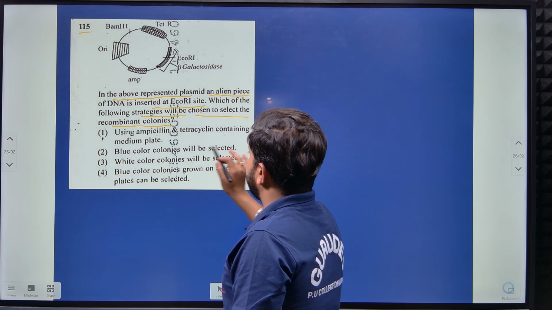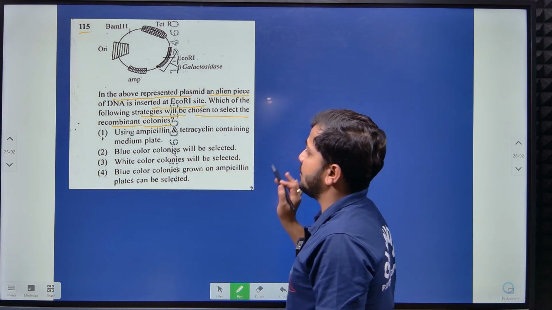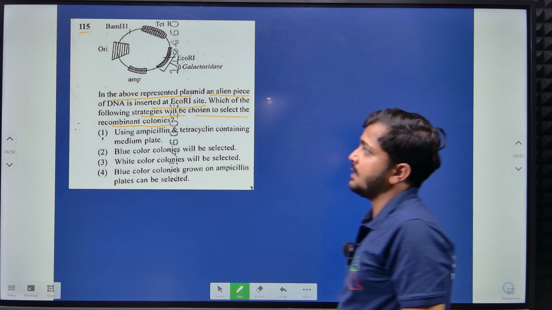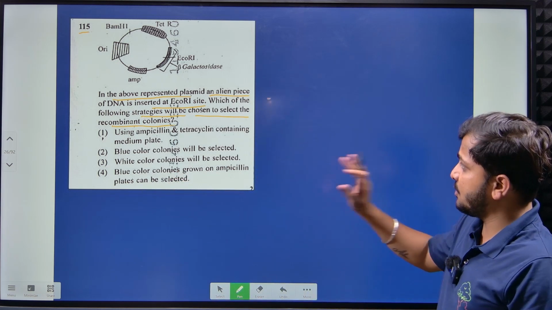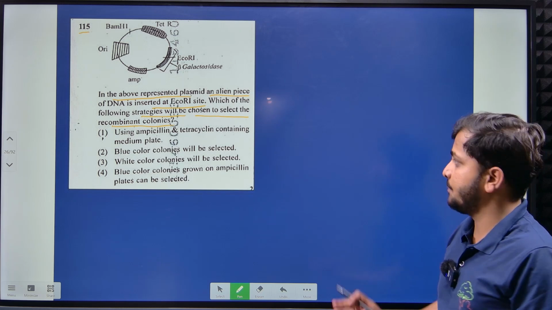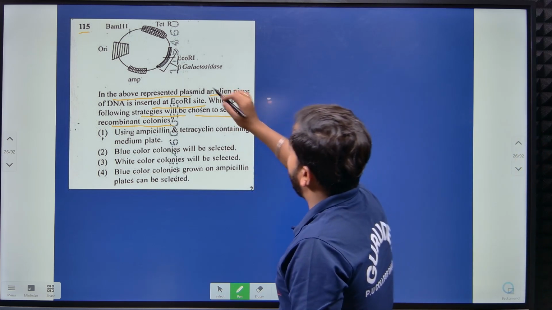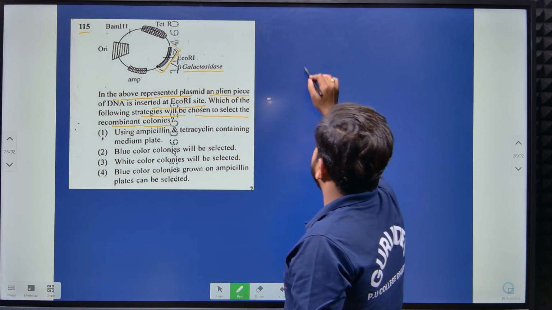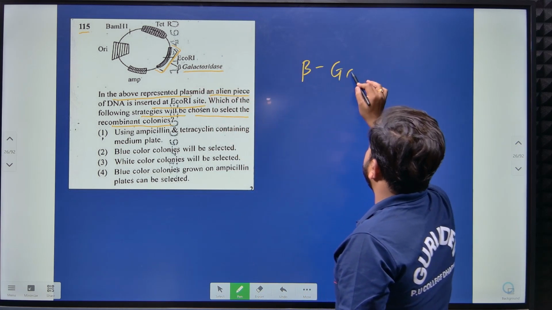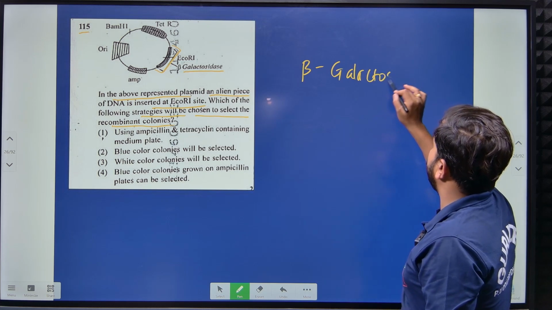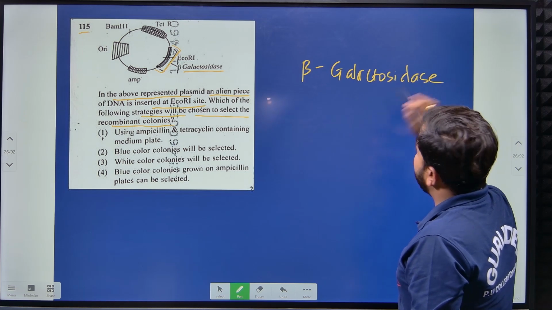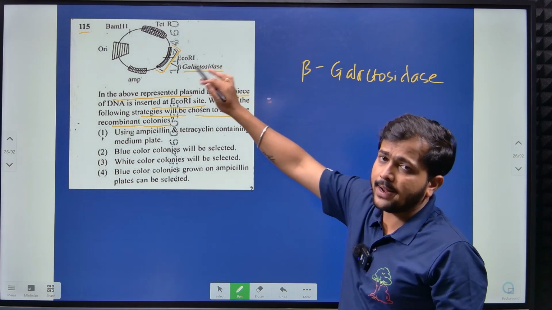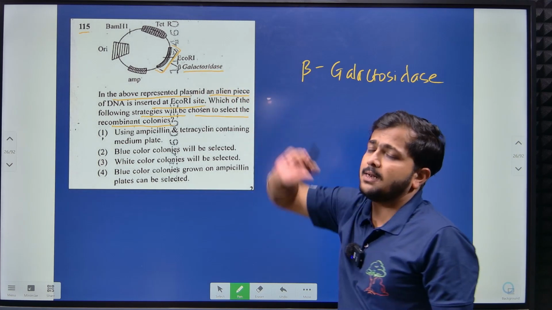Then the blue colonies will be selected, white colonies will be selected, blue colonies grown on an ampicillin plate can be selected. So overall I have to find out the correct answer. At this particular segment, which is already coding for beta galactosidase, that gene itself we are going to remove, and we are going to add the foreign or alien DNA into that particular segment.